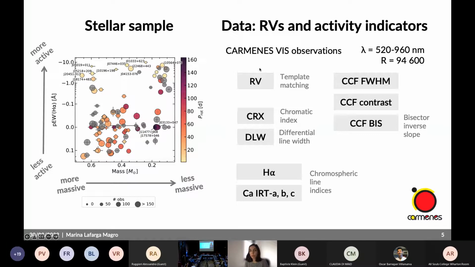So the velocities that we derive from the standard template matching technique, the standard pipeline that CARMENES uses, then the chromatic index, another indicator called differential line width that is a kind of measurement of the width of the line, so it's somehow related to the full width at half maximum of the CCF. Also the three indicators from the CCF, and then the visible range of the CARMENES arm covers two chromospheric lines, and I'm going to be looking at these. So these are the H-alpha line and the calcium infrared triplet.